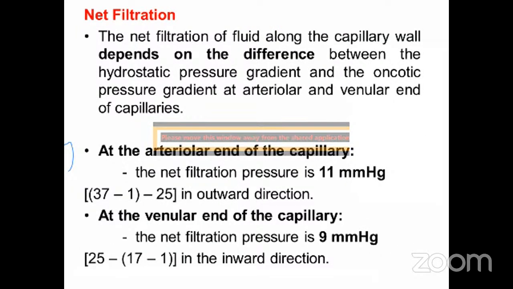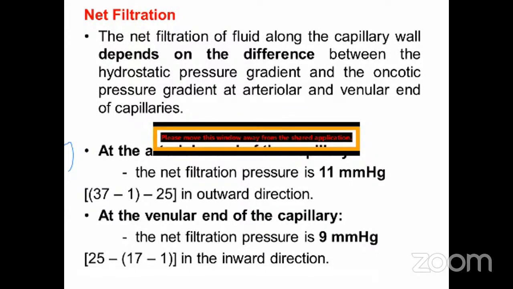Net filtration of fluid along the capillary wall depends upon the difference between the hydrostatic pressure and the osmotic pressure gradients at the arteriolar end and the venular end, which we discussed. At the arteriolar end it is 11, and at the venular end it is 9. So there is a difference of 2 mm of Hg.